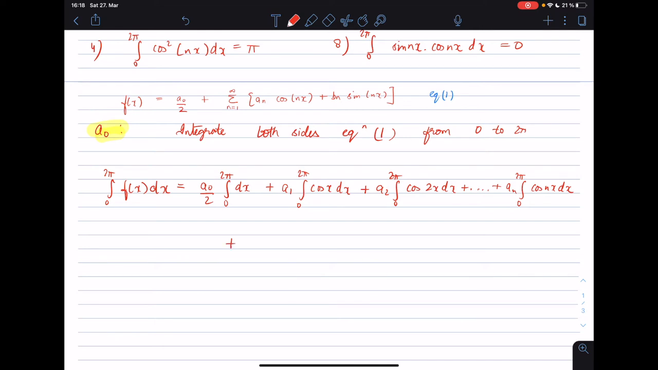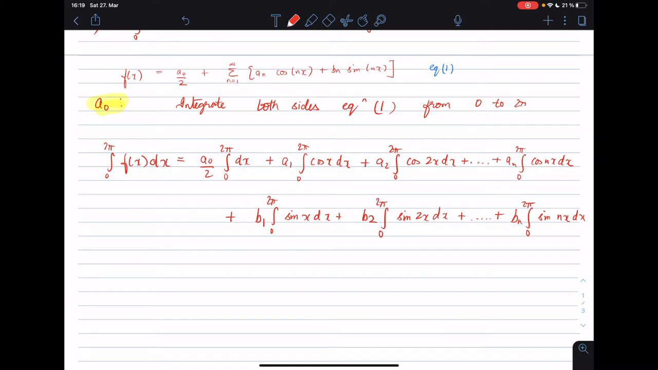And then we have b1, integral from 0 to 2 pi, sine x dx plus b2, integral from 0 to 2 pi, sine 2x dx, and so on until bn, 0 to 2 pi, sine nx dx.